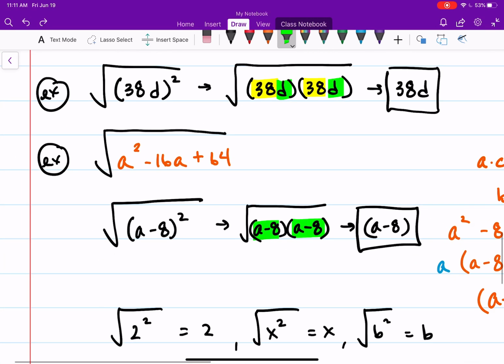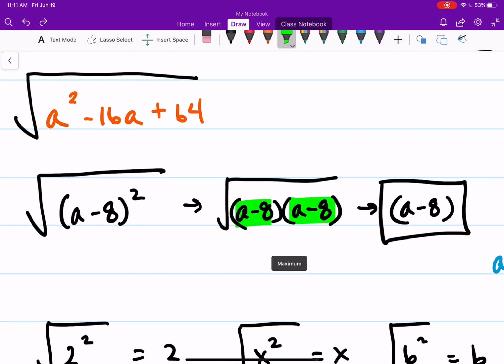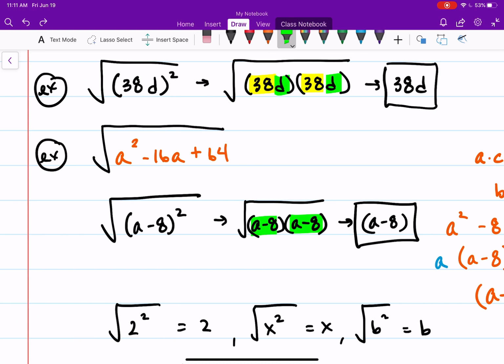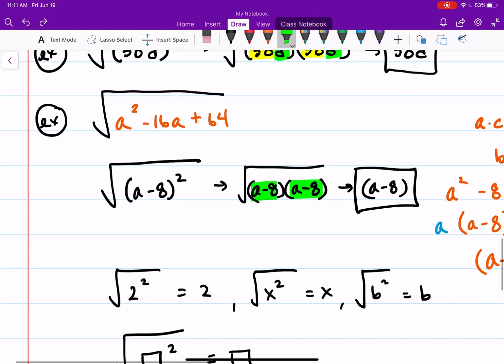But if I'm given a trinomial or 4 terms or maybe even 2 terms, I can break them down and maybe I'll have a pair of them. If I have a pair of them, perfect. It will just come out and no house.